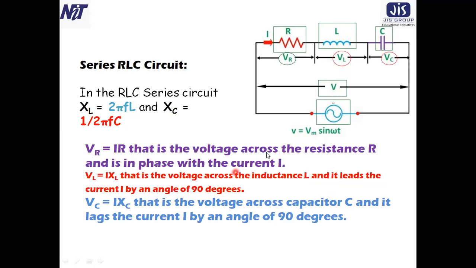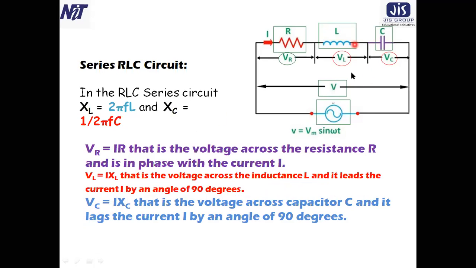Because we know that for a purely inductive circuit, voltage always leads the current. In other words, we can say that the current always lags behind the voltage if it is an inductive circuit. So for that reason, it is written VL equals IXL, the voltage across the inductance L, and the voltage leads the current by an angle of 90 degrees.